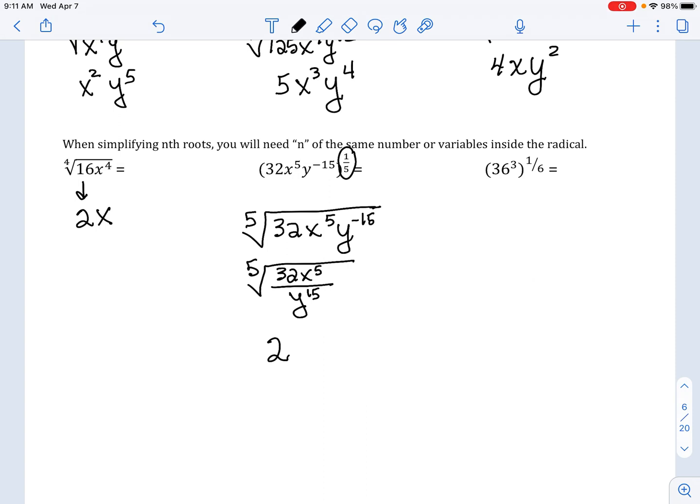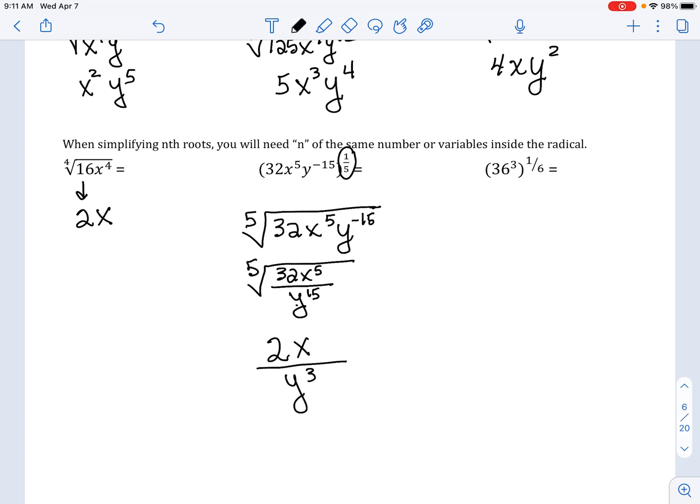The 5th root of x to the 5th, when we're simplifying with variables, now we're looking for 5 of the same for 1 to come out. Or you could write it as x to the 5 over 5, which is x. Denominator, the 5th root of y to the 15th. If you were to expand and write 15 y's, every 5, 1 comes out. So that's going to be y to the 3rd. Or y to the 15 over 5, which is y to the 3rd.